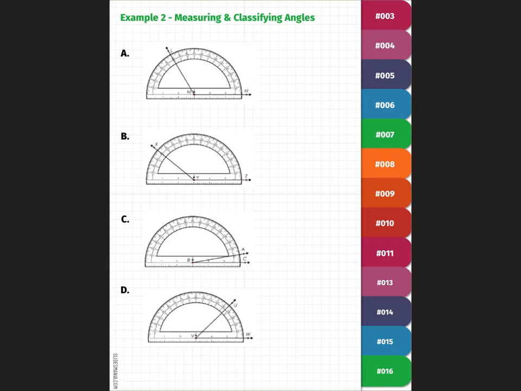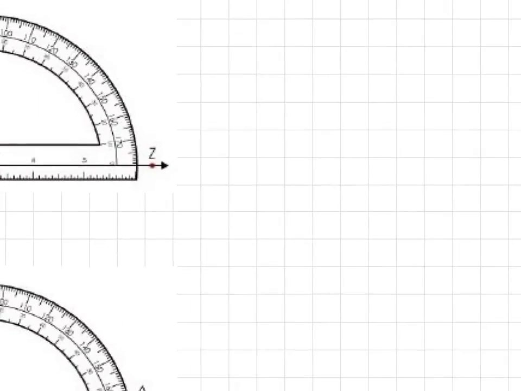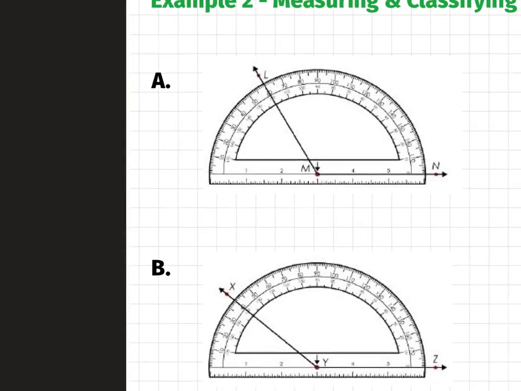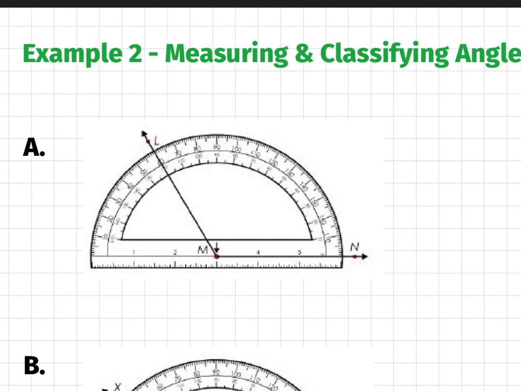So now I would like you to take a moment to try to figure out the measures of these angles. You might have to zoom in a bit because they are small. And then once you have tried, then come back and we will do them together. Okay, so I'm going to zoom in. See if it's going to let me. All right, so I'm zooming in, and so let's look at the first one.